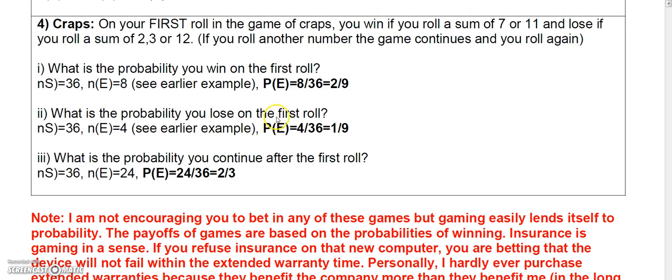And then what's the probability that you lose on the first roll? Well, you lose if you roll a 2, 3, or 12. And there's actually 4 ways that can happen. So that would be 4 ways out of 36, which is 1/9. Now, the second question says, what's the probability that you continue after the first roll? If you roll another number in the game, the game continues and you roll again. Well, there's 24 ways that you could continue. So that would mean that you've got 24 possible rolls to continue out of 36. So that's 2 out of 3.